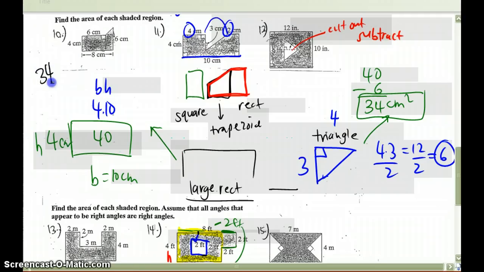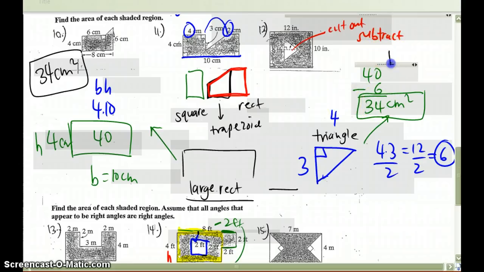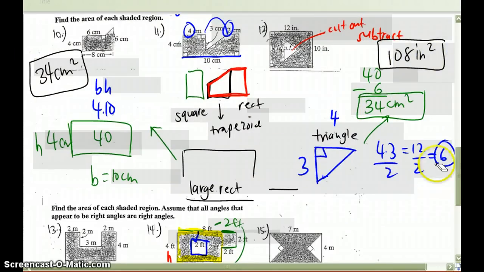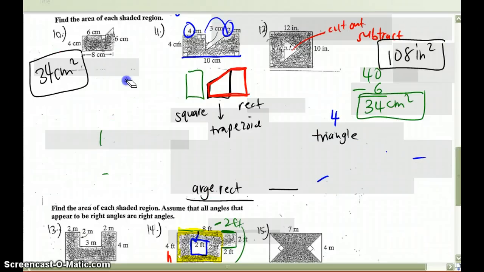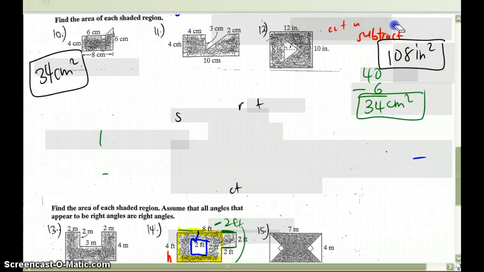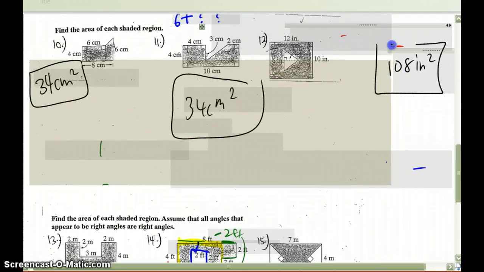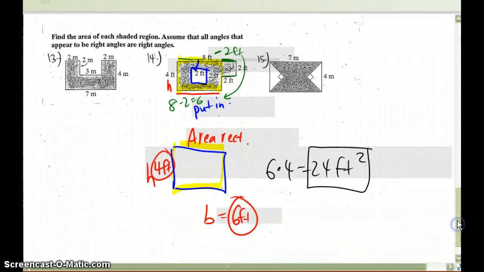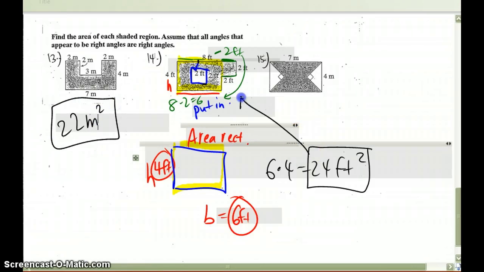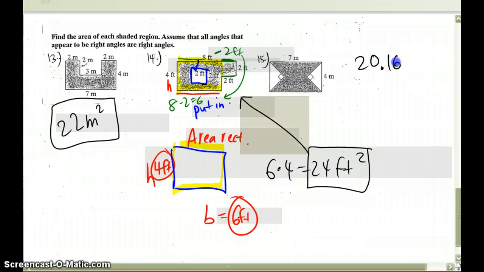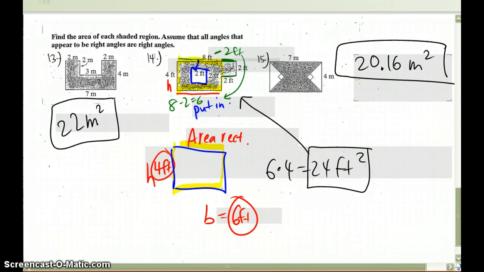Number 10, the answer was 34 centimeters squared. Same for number 11. Number 12, the answer is 108 inches squared. Erase some of this so we can make it a little neat here for you. And then the last 3 down here. So there were the answers again. Sorry, one more time. And then the answers down here for 13 is 22 meters squared. Answer for 14 was that one. And then 15 is going to be 20.16 meters squared.